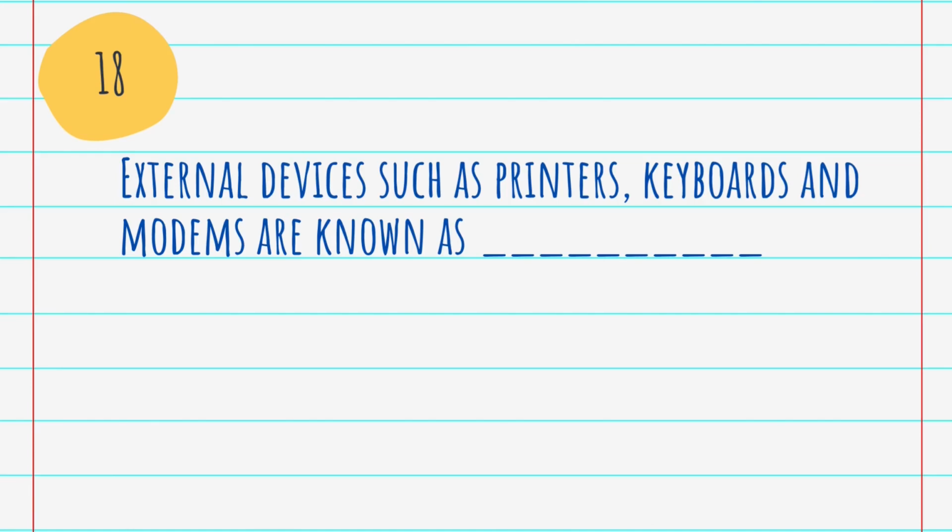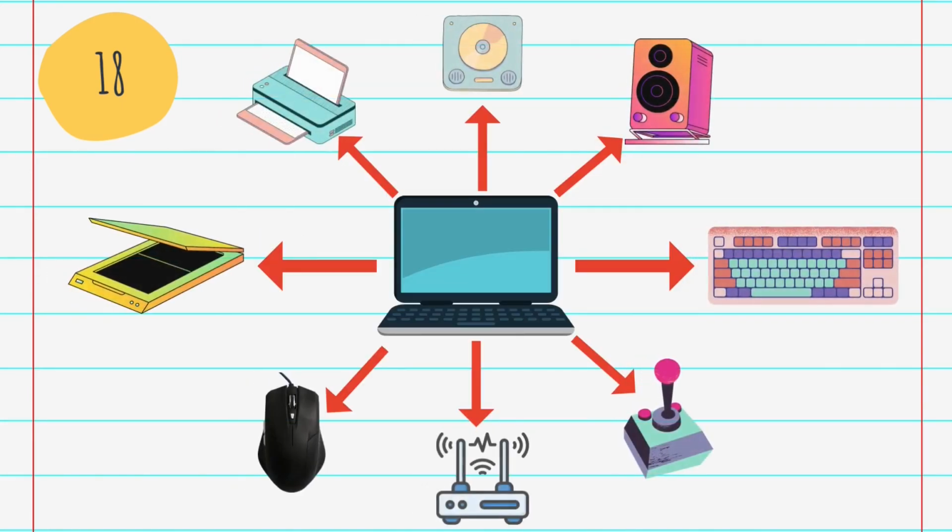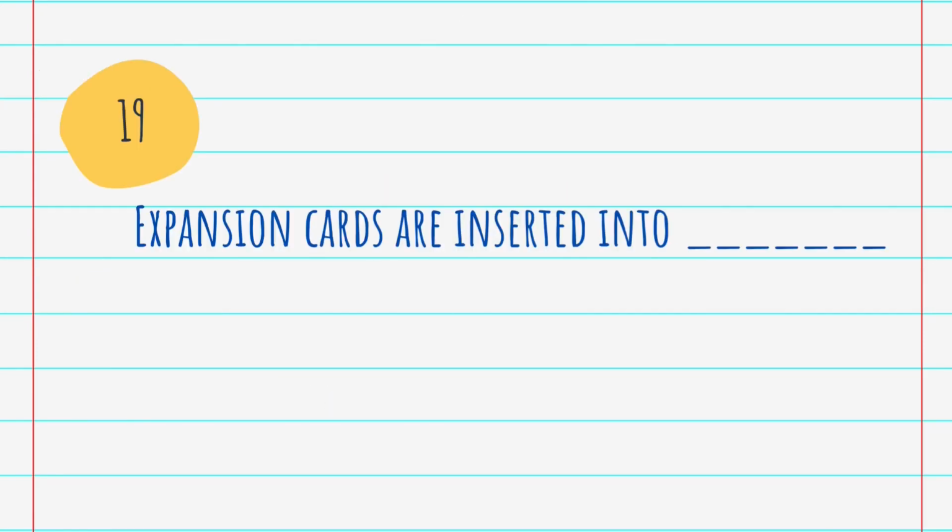Okay. Question number 18. External devices such as printers, keyboards and modems are known as, and the answer is peripheral. A peripheral or peripheral device is an auxiliary device used to put information into and get information out of a computer. The term peripheral devices refers to all the hardware components that are attached to a computer and are controlled by the computer system.